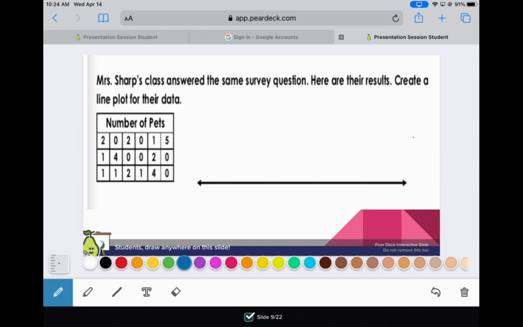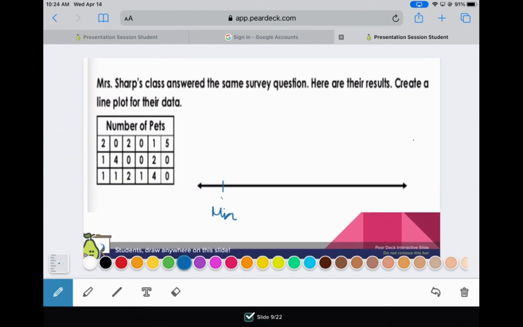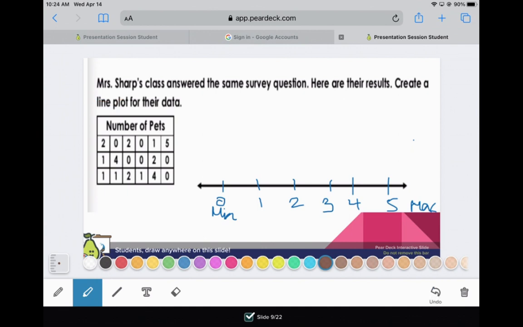How do I know what number I'm going to use? Look over here. I have the low. It goes from minimum to maximum, right? In this case, the minimum is 0, and I have 1, 2, 3, 4, 5. So the highest would be 5. Now this one is asking for a line plot. A line plot means I'm not going to use a dot.